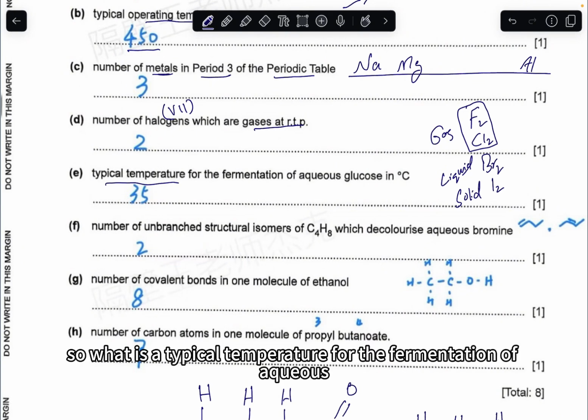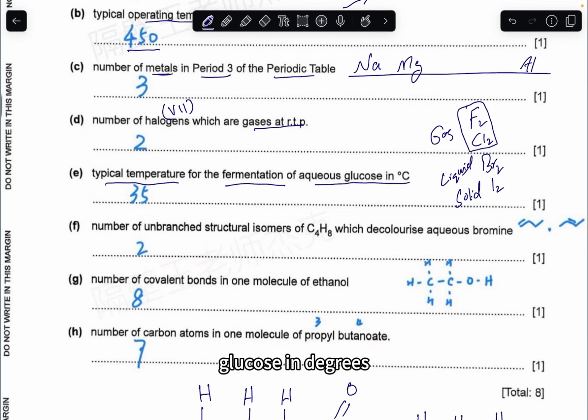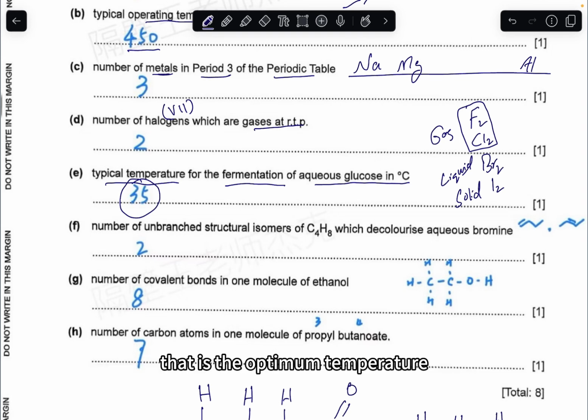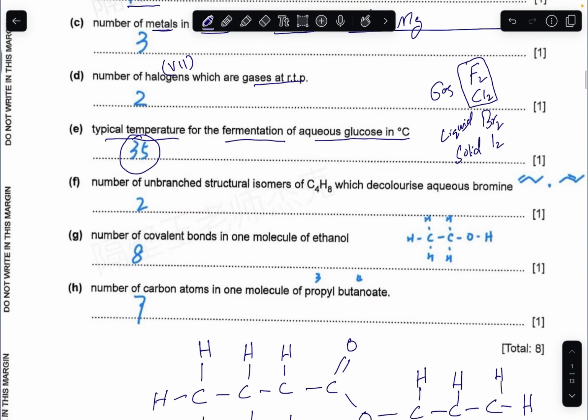So what is the typical temperature for the fermentation of aqueous glucose in degrees? So the typical temperature for fermentation is 35 degrees. That is the optimum temperature that we use.